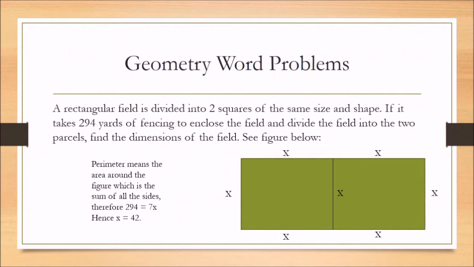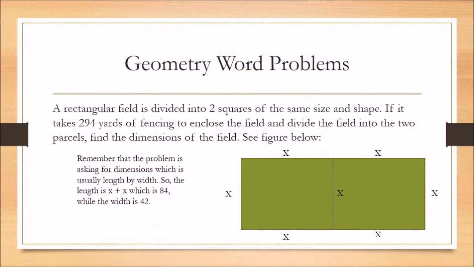The problem wants you to find the dimensions of the field. So that's length times width. So therefore the length is the long side, which is x plus x, so you add it up and get 84, and the width is a single x, which is 42.